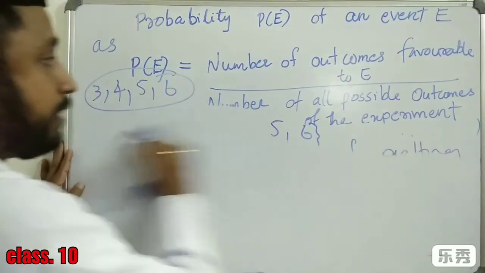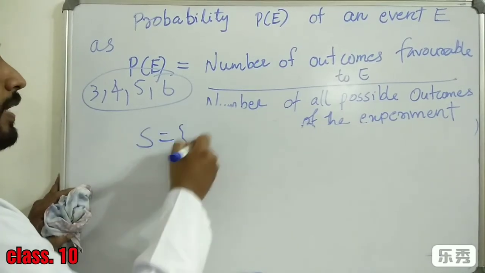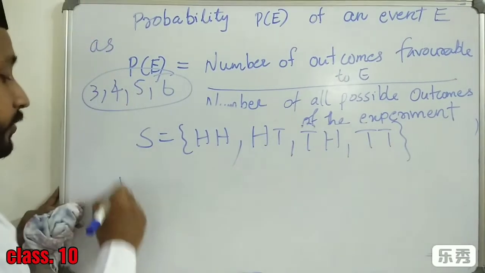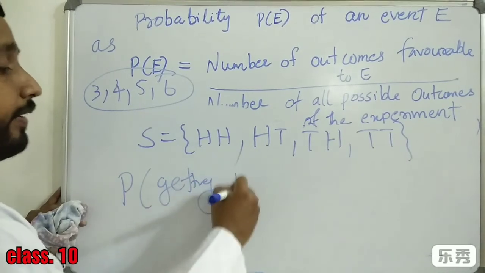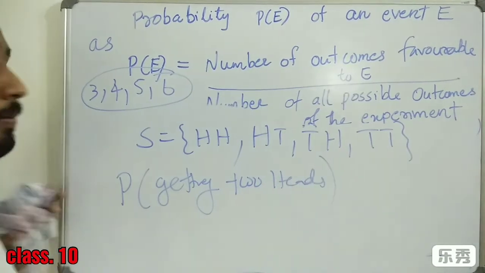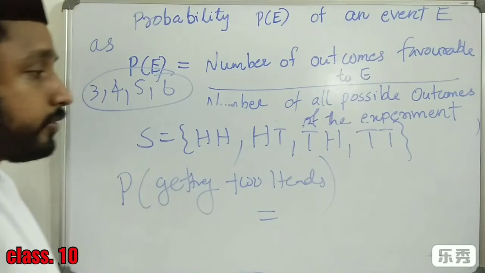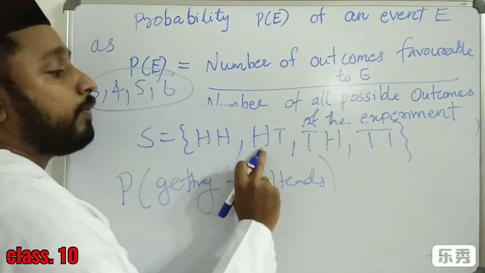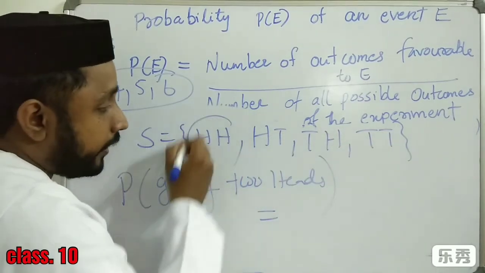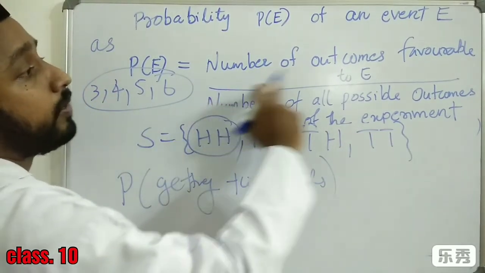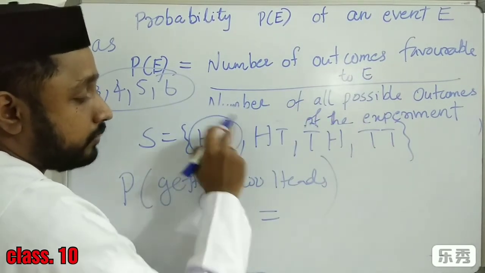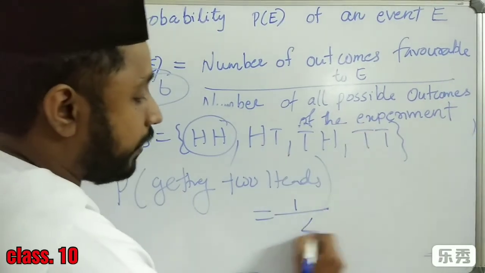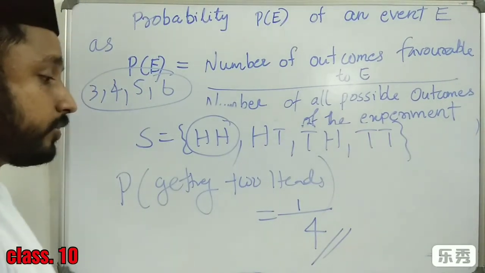Another example. Tossing 2 coins. The sample space is HH, HT, TH, TT. Probability of getting 2 heads. In this experiment, how many times do 2 heads come? Here 2 heads come. Here only 1 head. Here only 1 head. Here no heads. So only once do 2 heads come. So the number of favorable outcomes is 1, divided by the total number of outcomes, 4. So the probability of getting 2 heads is 1 by 4.